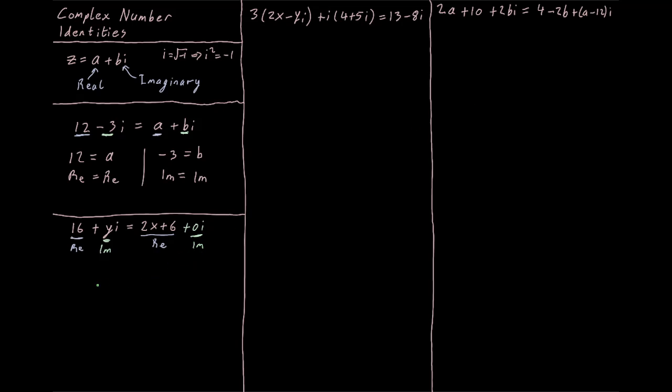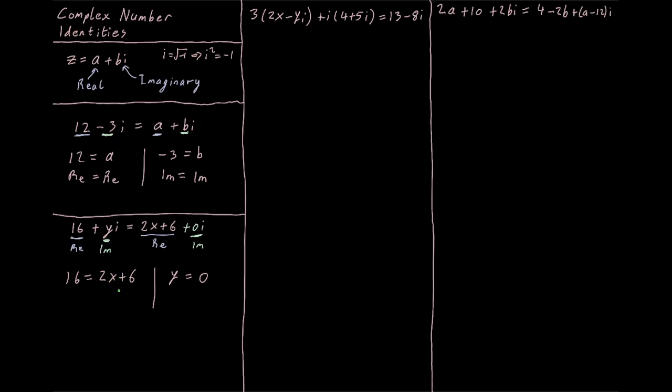We have the real part, we'll do first. 16 must be equal to 2x plus 6. The real part equals the real part, and the imaginary part equals the imaginary part. So immediately y is just equal to 0. But we can do a little bit more to find the value of x here.